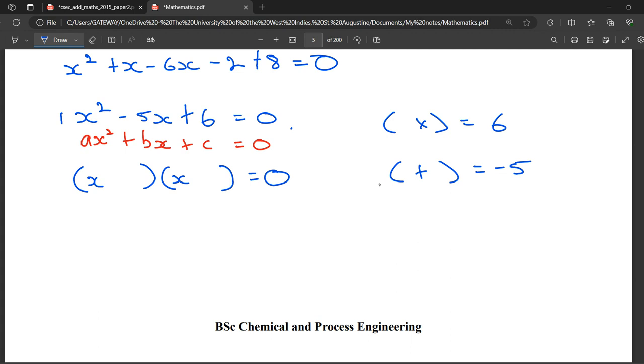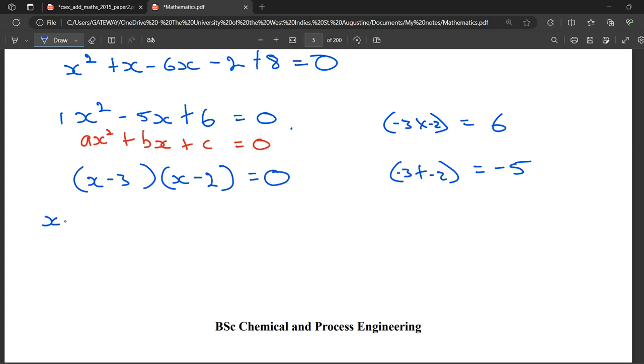In my case, I am getting negative 3 and negative 2. Negative 3 times negative 2 is actually positive 6. Negative 3 plus negative 2 is actually negative 5. So you can put x minus 3 and x minus 2. Now, since the product of these two factors is equal to 0, then you have to let each of the factors equal 0 and solve for x.